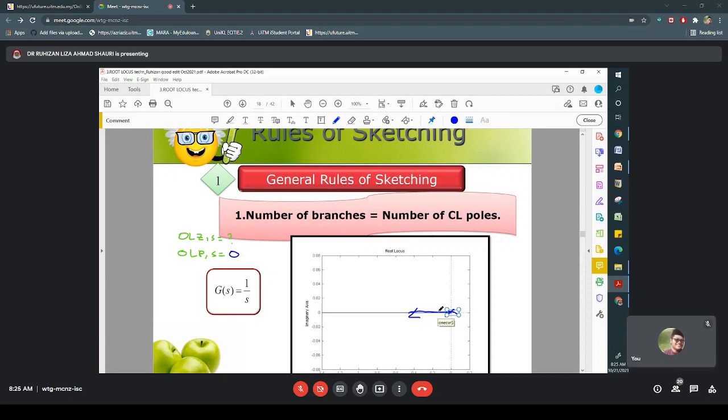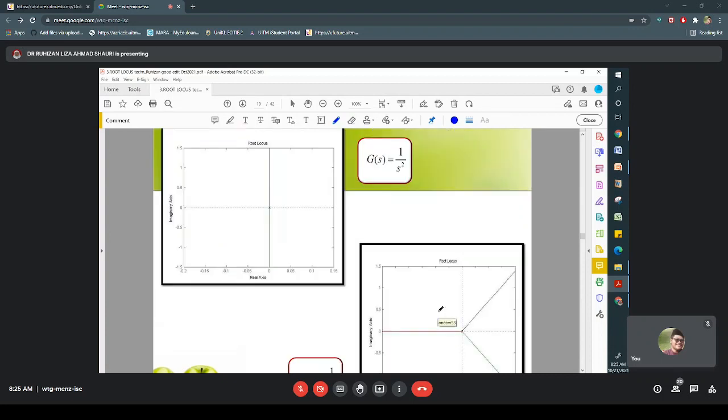Now let's look at the next one. Here you have an open loop pole. The open loop poles you have are s equals to 0. How many times?